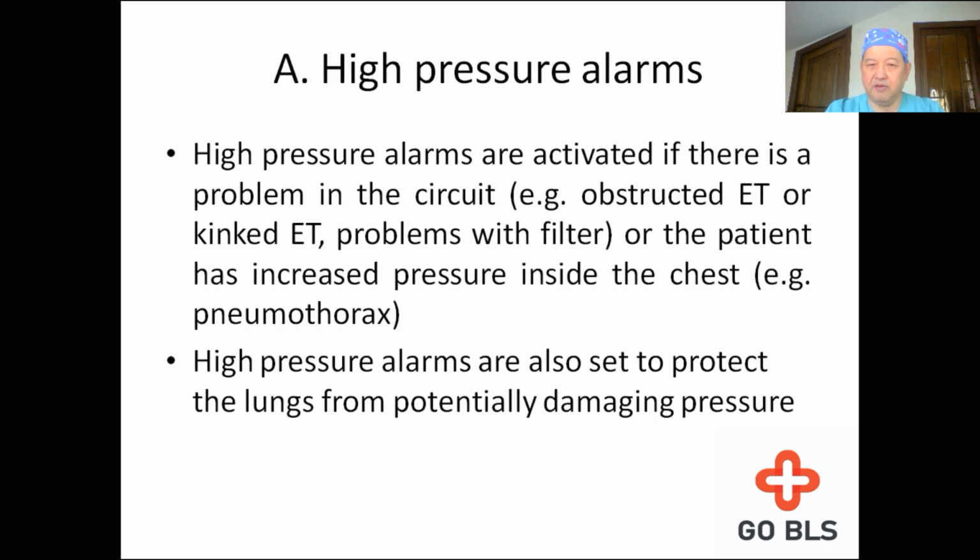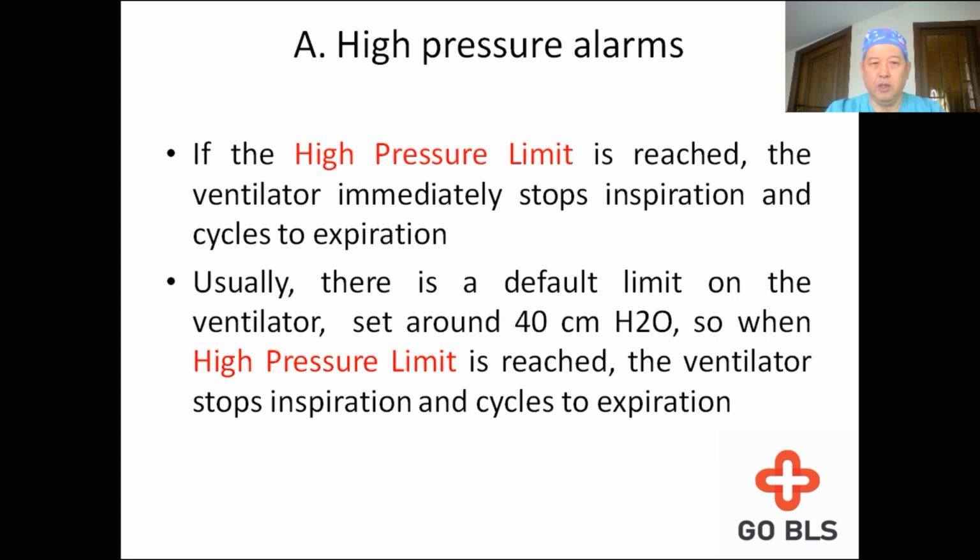High pressure alarms are activated if there is a problem in the circuit, in the breathing contour. For example, obstructed endotracheal tube or kinked endotracheal tube, or problems with filter, or the patient has increased pressure inside the chest, for example, pneumothorax. High pressure alarms are also set to protect the lungs from potentially damaging pressure in the circuit. If the high pressure limit is reached, the ventilator immediately stops inspiration and cycles to expiration. Usually, there is a default limit on the ventilator set around 40 centimeters of water.